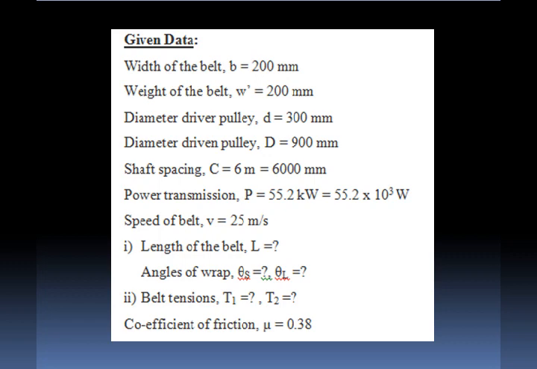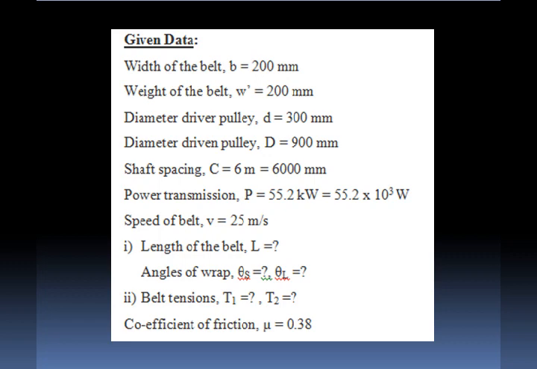And these two pulleys are kept at a distance of 6 meter. So shaft spacing capital C is equal to 6 meter, that is 6000 mm, and it transmits 55.2 kilowatt. So the power transmitted by this belt drive is 55.2 kilowatt, that is equal to 55.2 into 10 raised to 3 watts, at a belt speed of 25 meter per second. So the velocity of the belt, v, is equal to 25 meter per second.